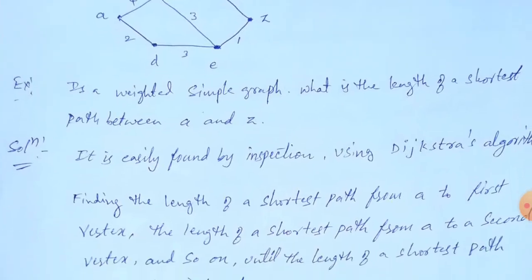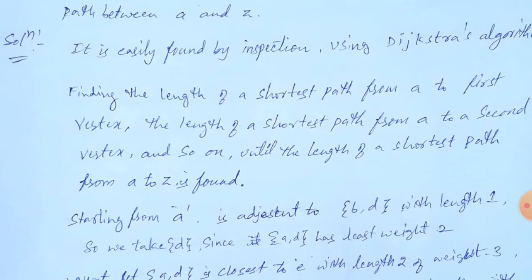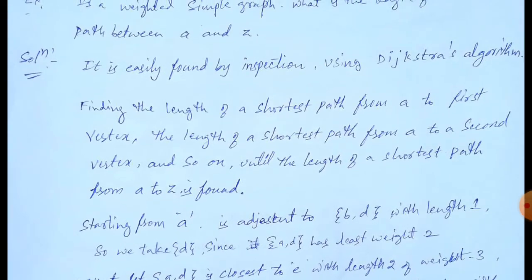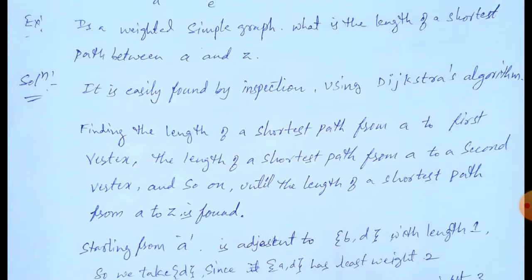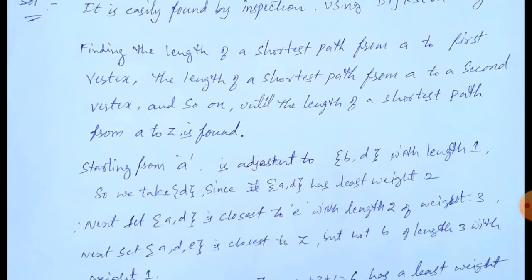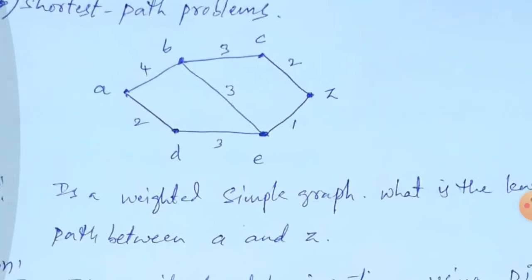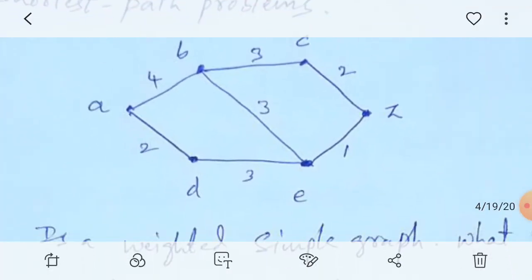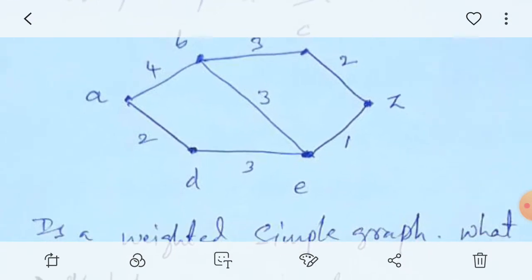So we have to find the shortest path between A and Z. It is easily found by inspection only. So using Dijkstra's algorithm, we can find it by inspection. But you have to proceed like this: finding the length of the shortest path from A to the first vertex. Observe here, starting with vertex A. What are the adjacent vertices for A? A is adjacent to B with length 4 and A is adjacent to D with length 2.